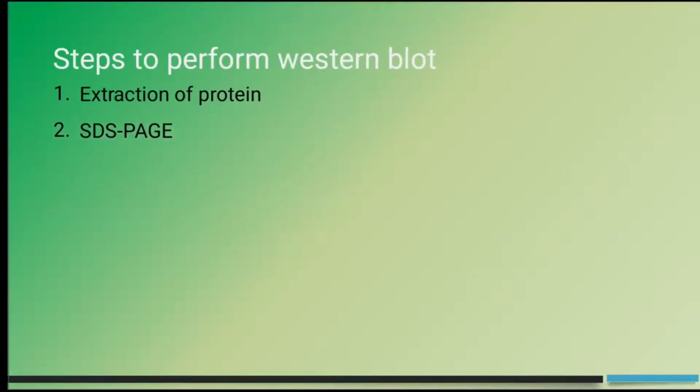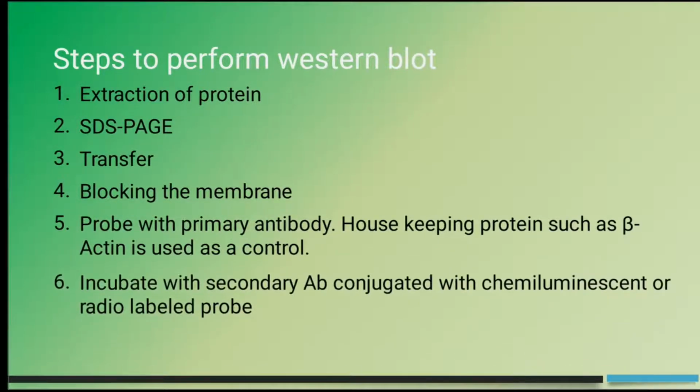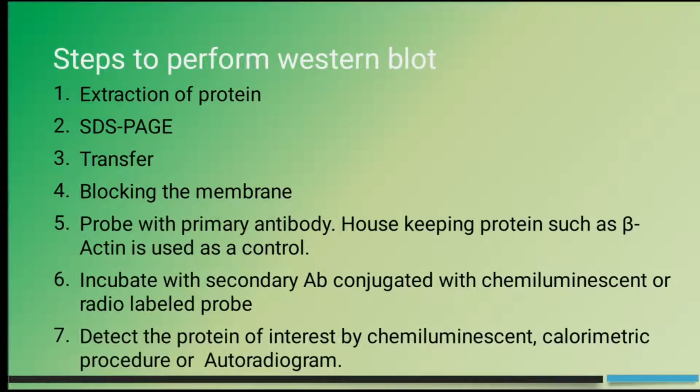So in summary, the key steps to perform Western blot are discussed here. The first one is we have to extract the protein, then we have to perform SDS-PAGE and transfer the proteins from the gel to the membrane. Then after transferring, the following steps are followed. Initially, we have to immerse the membrane in non-fat dry milk powder or a protein such as BSA solution so that it can uniformly bind to the membrane, so it will prevent the non-specific binding of antibody.